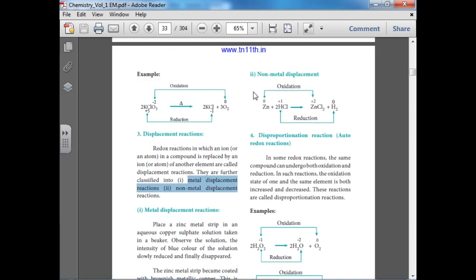The next one is the non-metal displacement. A metal displaced by a non-metal is called a non-metal displacement. For example, zinc reacts with hydrochloric acid to form zinc chloride, with displacement of hydrogen. So hydrogen is the non-metal. So the hydrogen is displaced from the HCl by the zinc.